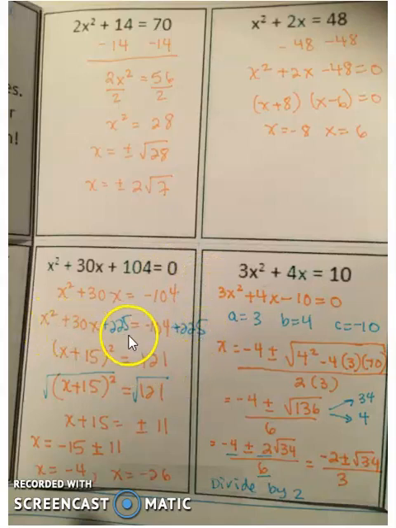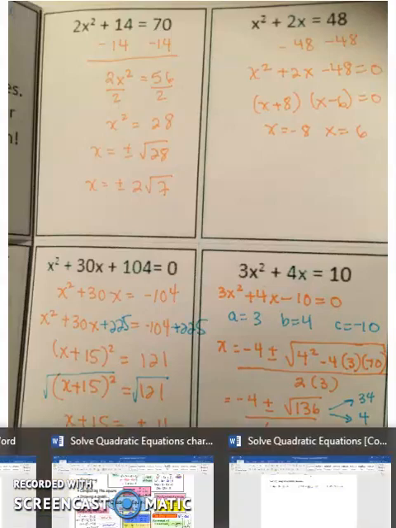Then I'll factor this perfect square trinomial here on the left. It'll be x plus 15 squared equal to 121. I can now solve this by taking the square root, so this is almost like a vertex form. This is what I was talking about earlier. So you would take the square root of both sides. The square root of 121 is plus or minus 11. The x plus 15, we'll set that equal to that. And then you'll subtract 15 from both sides. So your answer is negative 15 plus 11 and negative 15 minus 11. So your two answers are negative 4 and negative 26.